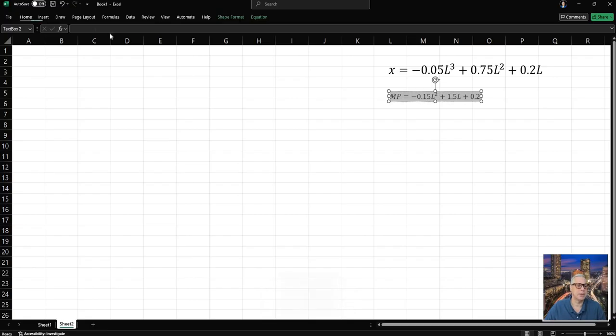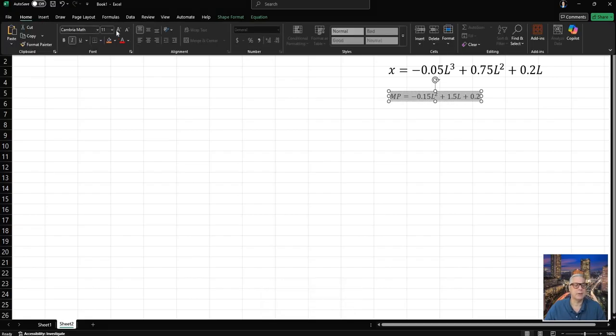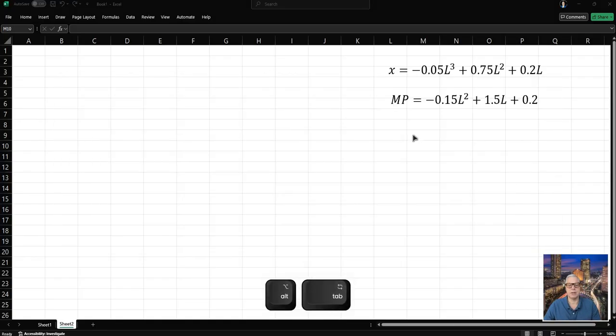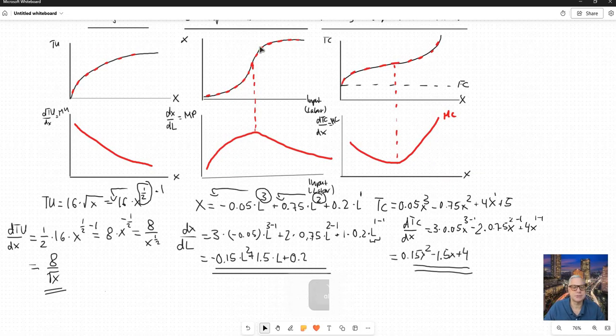Okay, let's also make that bigger. And those two functions should give us something that looks like this. This is the total production function, and this is the marginal product function.